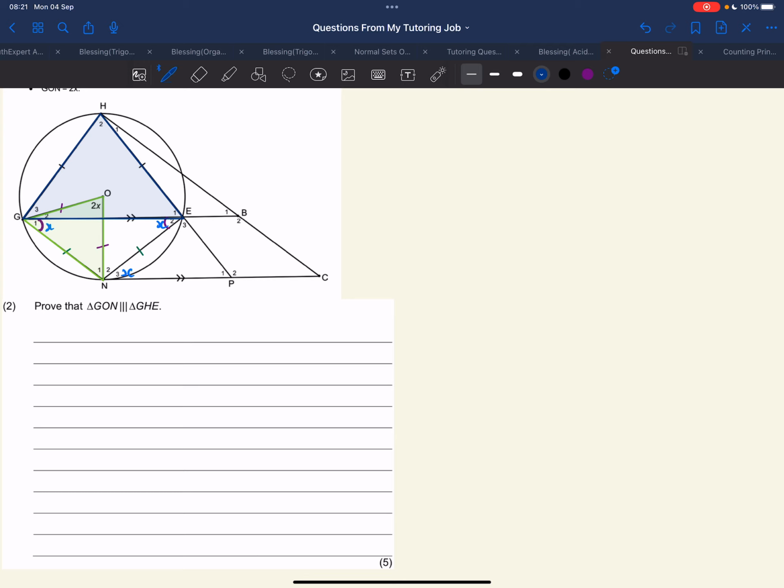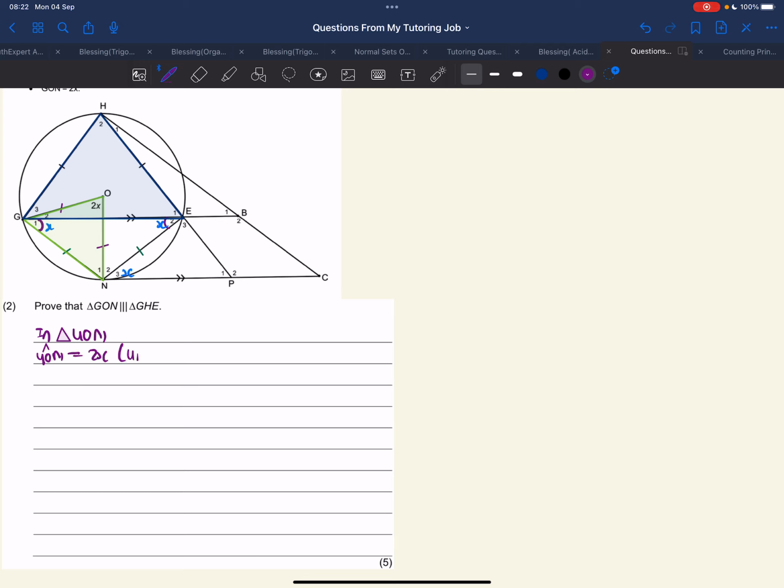Now remember, to be able to prove those two triangles similar, we need to know what's basically going to be their angles. To find those angles, first in triangle GON, I have that angle GON is equal to 2x, and that is given, right?